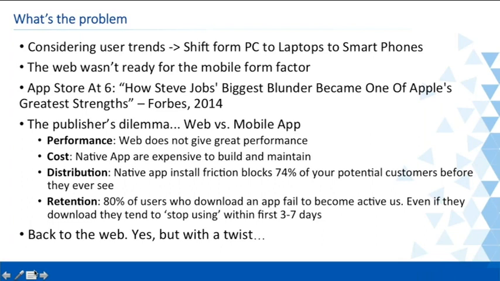But when it comes to mobile app, you need to go to App Store, you need to search for the app, download the huge application, right? That causes a lot of friction. In fact, the stats say that 74% of the potential customers do not reach the native app's installation. So that installation part is the biggest friction.